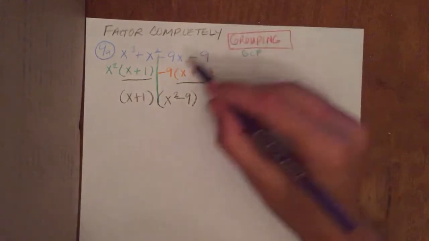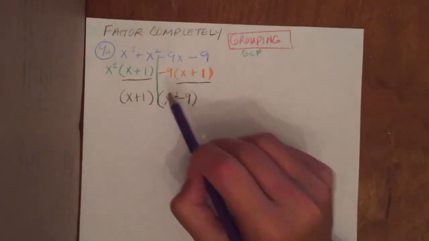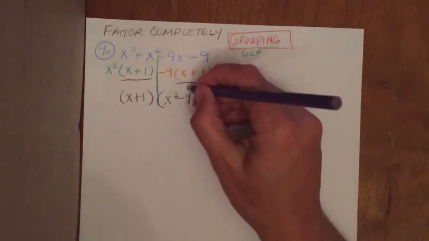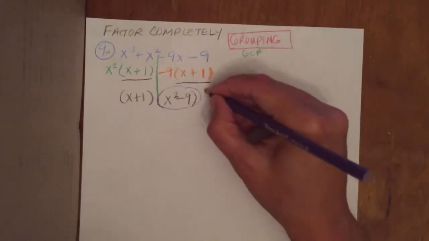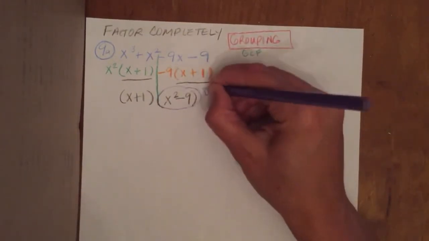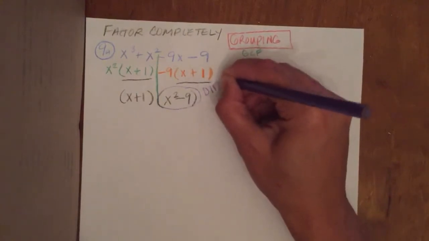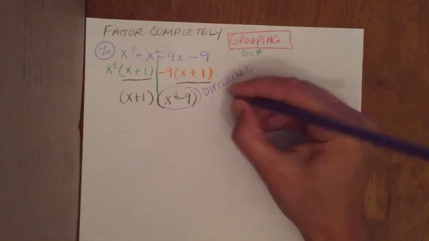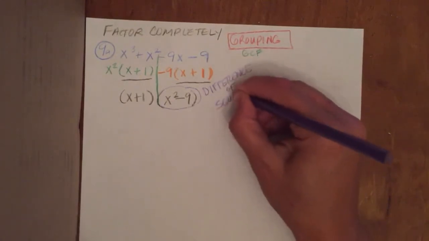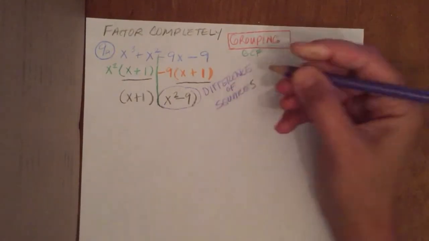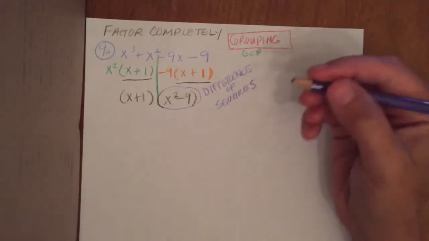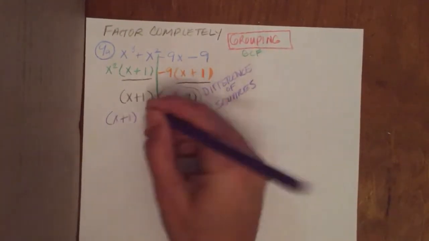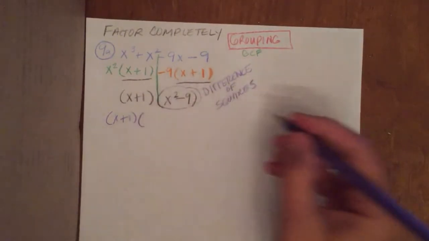Now, normally we'd be done at this point. However, this is factor completely. See, this guy right here is something special. We call it a difference of squares. So this is a difference of squares, and you need to remember to identify these because you need to be able to factor these out when you run into them. So we've got a difference of squares. So the x plus 1 stays, and then I'm going to factor the difference of squares.